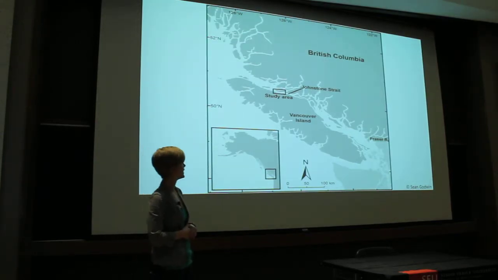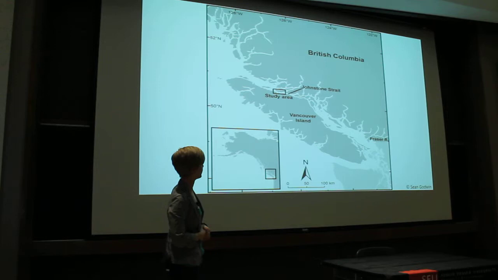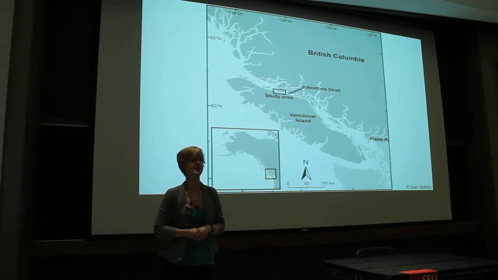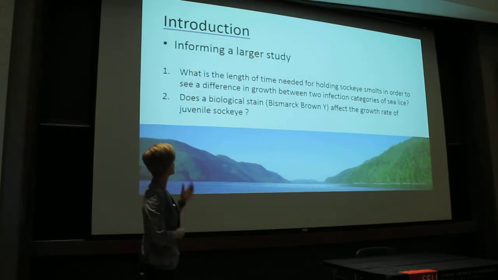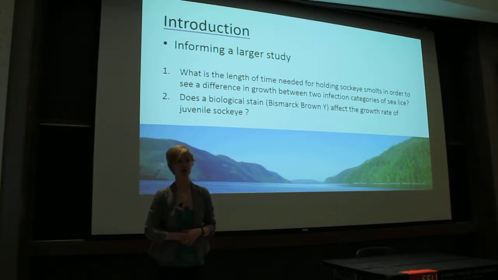Just to give you an idea, you can see the Fraser River on the bottom right there. That's where the sockeye emerge from. Some of them go around the outside of the island, but the majority funnel up through all these little islands, and that's where all the fish farms are concentrated. So the fish are forced to swim past them.